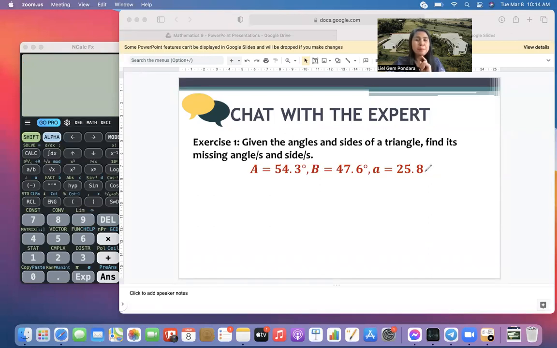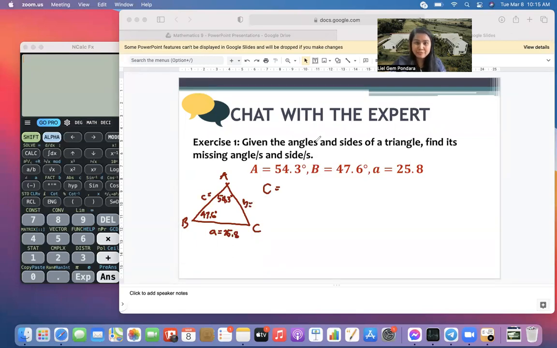Here's a technique. Before you start solving, I suggest you draw your triangle. A, B, and C. The measure of angle A is 54.3 degrees. The measure of angle B is 47.6 degrees. And the measure of side A is 25.8. We'll be looking for the missing angles and sides. So we're looking for angle C, also for side C and side B.